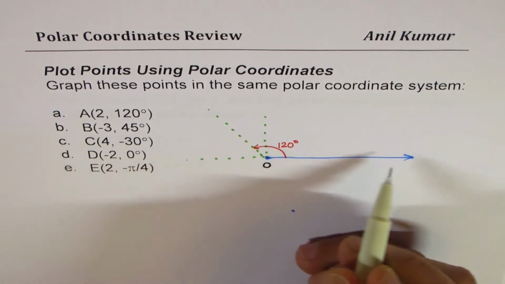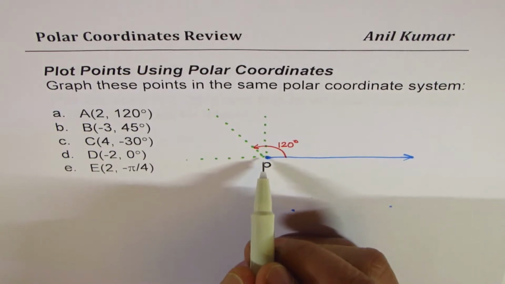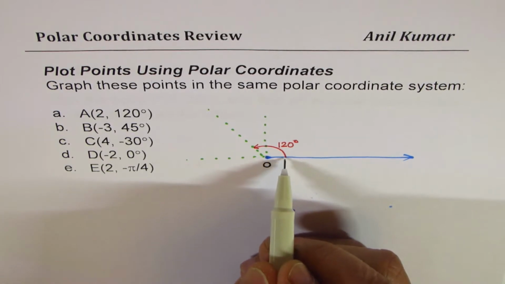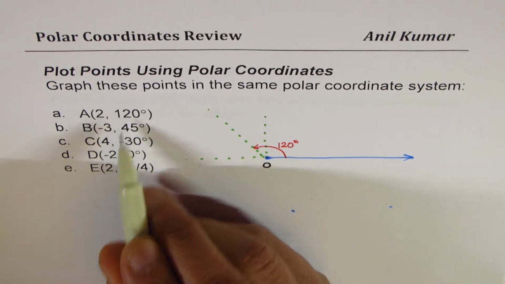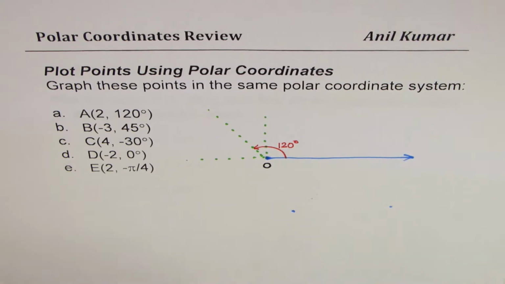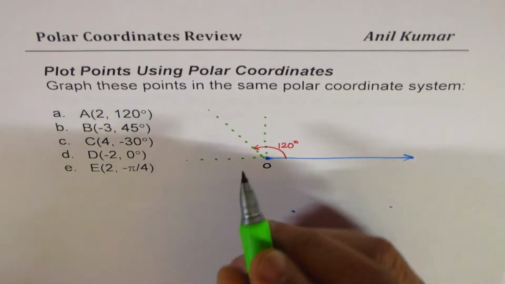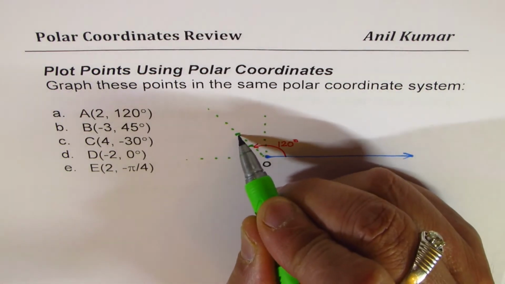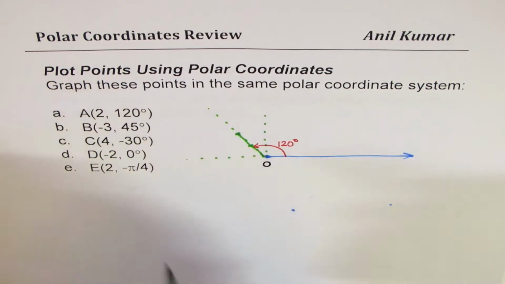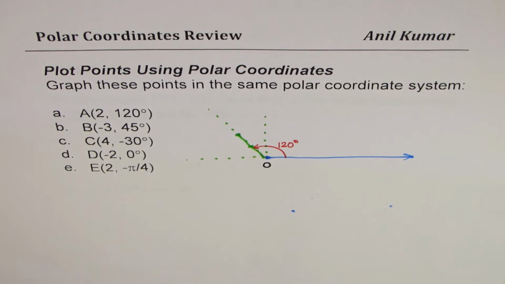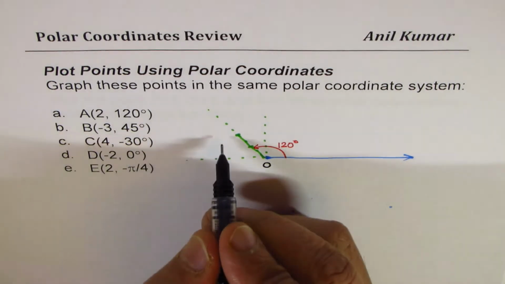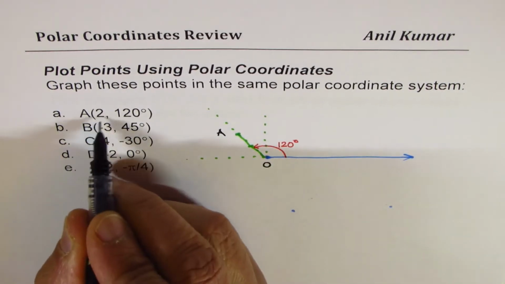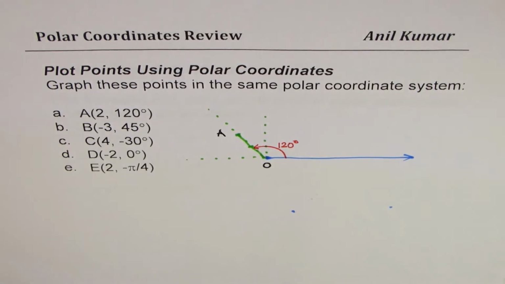First thing is, you should define your terminal arm. So move it counterclockwise for the given angle. And the second step is, we have to mark 2 units. So let's say this is unit 1 and that is unit 2. So this point here will represent point A for us, correct? So I'll write this as A, which is (2, 120 degrees), correct?